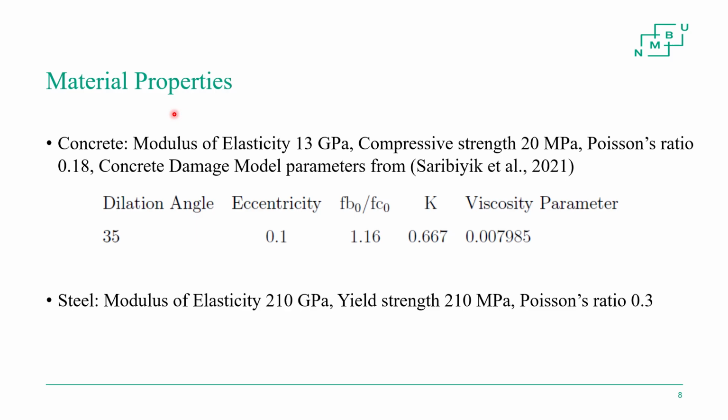Let's now see the material properties that have been used in the models. So we have, first of all, for the concrete, modulus of elasticity set to 13 gigapascals, the compressive strength set equal to 20 megapascals, Poisson's ratio 0.18, and for the concrete damage model, we use the parameters from Taraki et al. You can see the parameters in this small table. For steel, we use modulus of elasticity equal to 210 gigapascals, yield strength of 210 megapascals, and Poisson's ratio of 0.3.